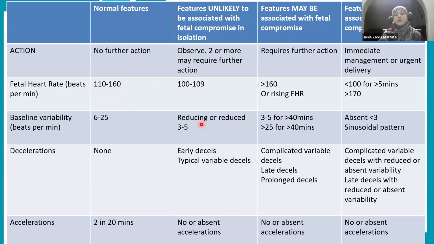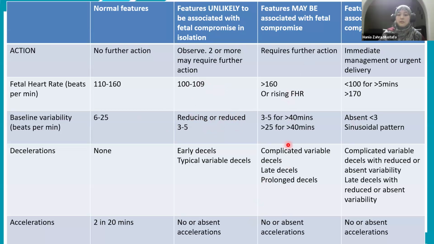For example, reduced baseline variability is found in any patient. This is also found in a fetus that is sleeping. So you just observe the patient. But if two or more are present in a CTG, then you may require further action. What further actions, I will tell you in the next slide, but you just have to understand what this table means. If two or more are present in a CTG, then you will definitely intervene and do the management of the patient.